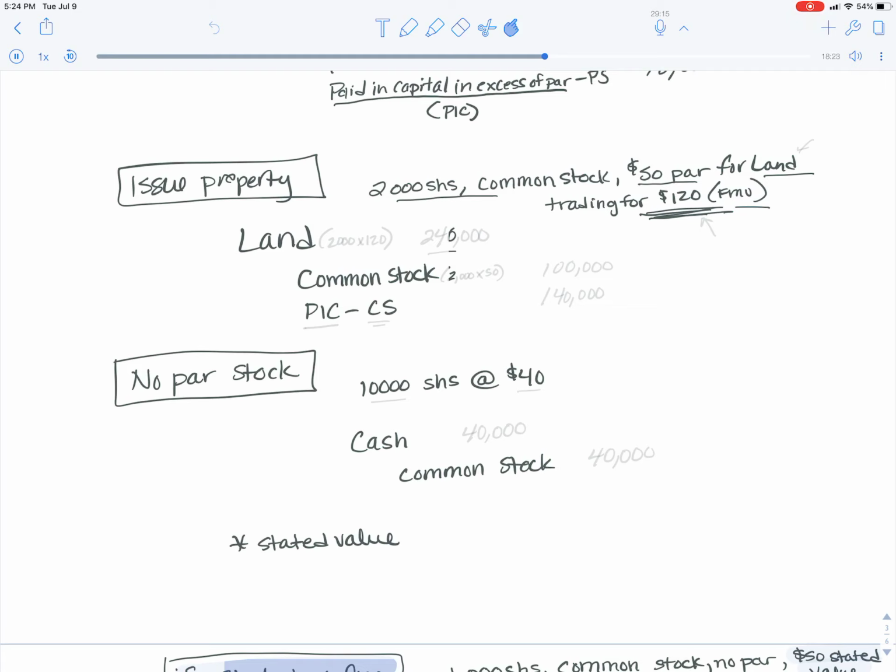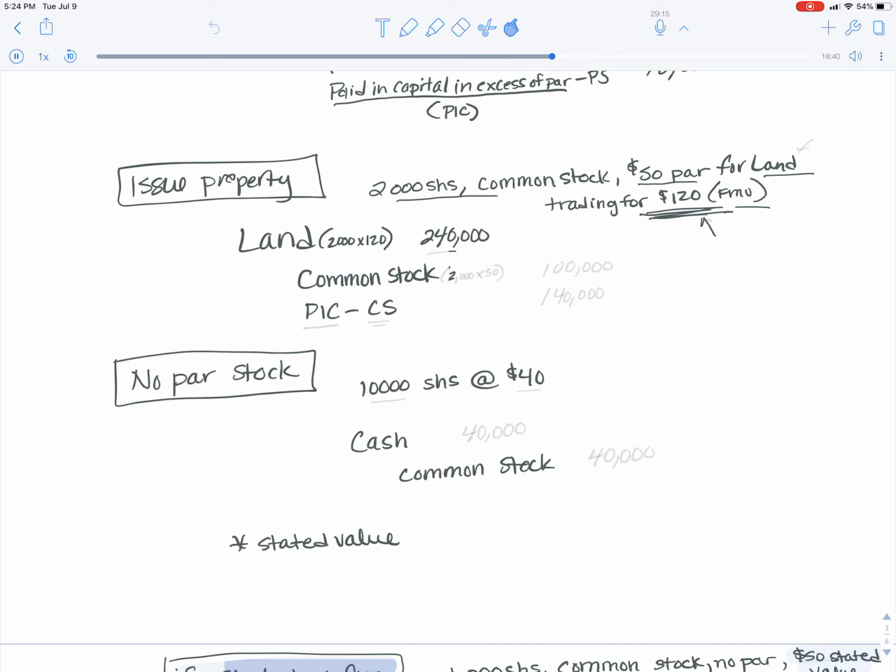Well, here I have it that the stock is trading for 120. So if the stock is trading for 120 per share, then we're going to assume that that's the value of the land. So you would say 120 times 2,000 is 240.